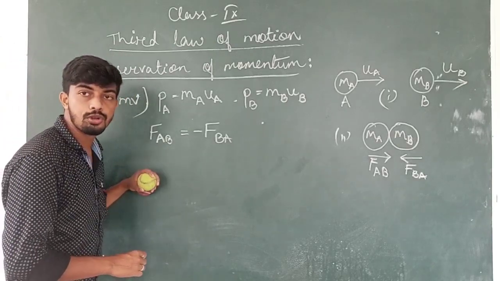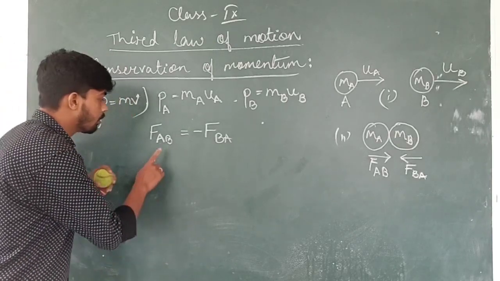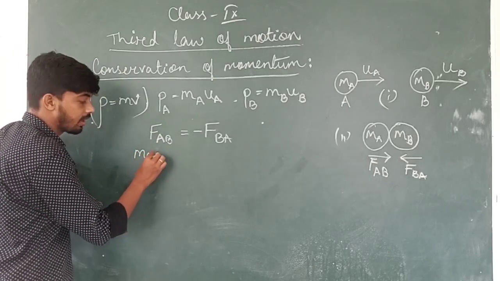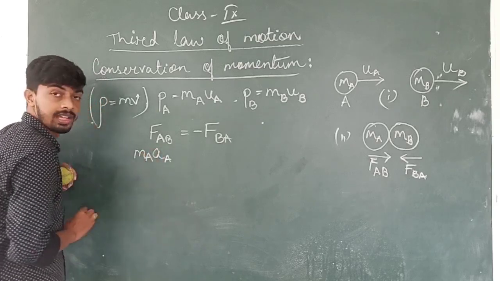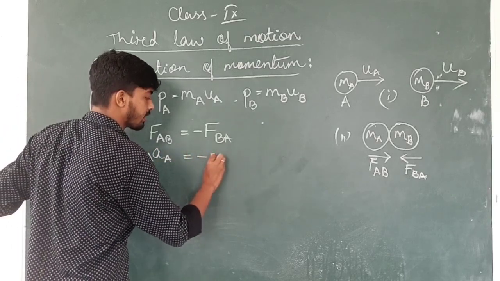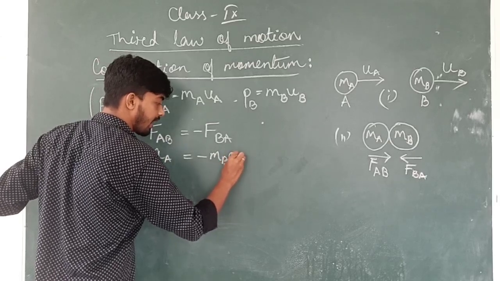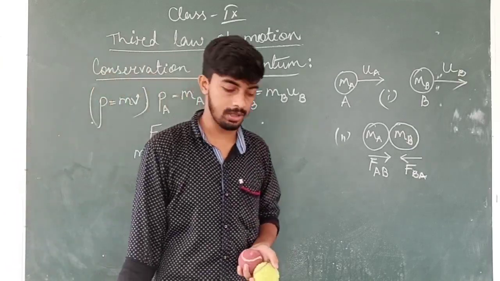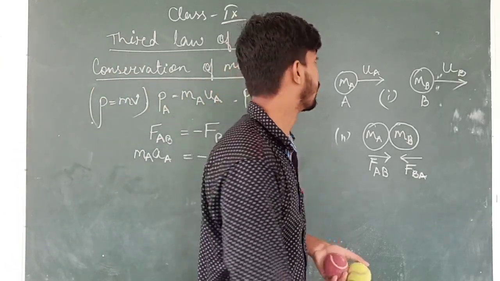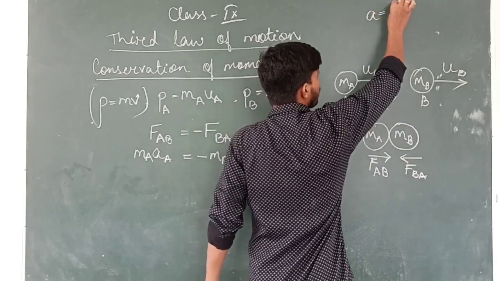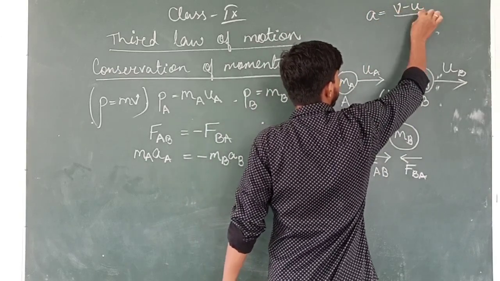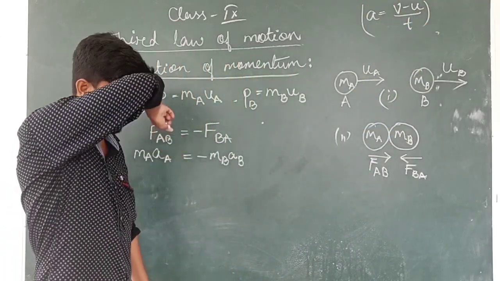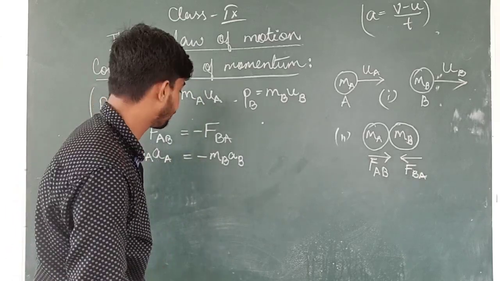We know the formula of force, F equal to ma. So force of A will be mass of A into acceleration of A, which will be equal to minus mass of B with acceleration of B. If you remember from our first chapter, we got the formula for acceleration: a equal to (v minus u) by t. This was our formula for acceleration, which we got in the chapter Motion.